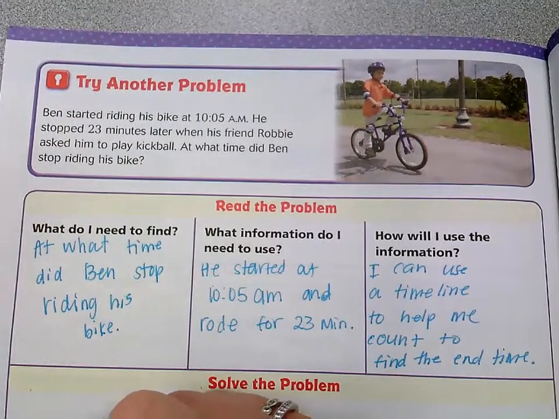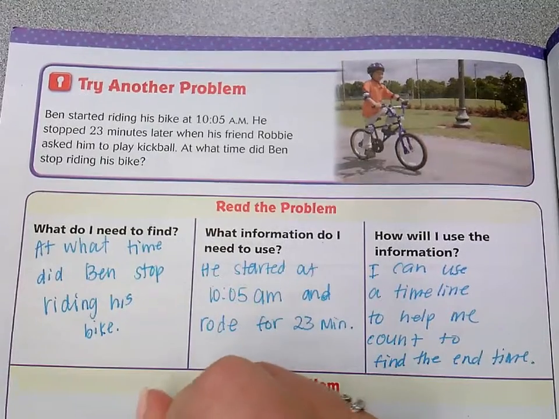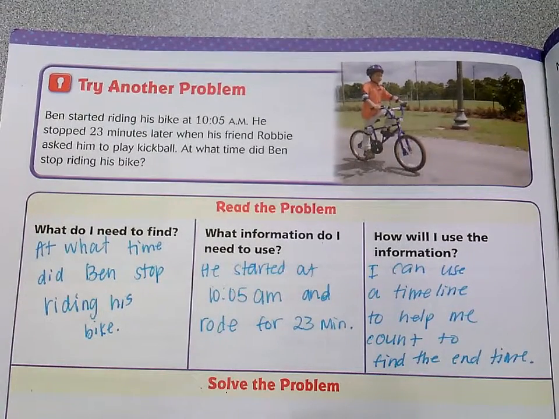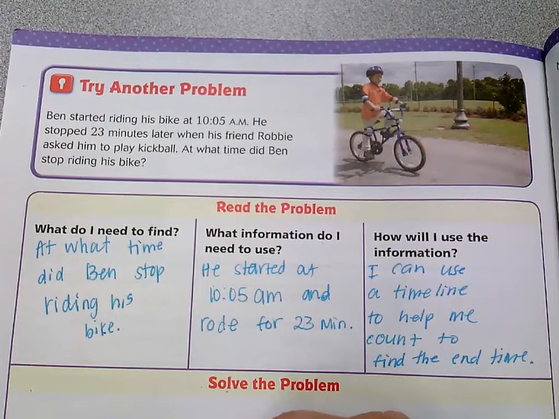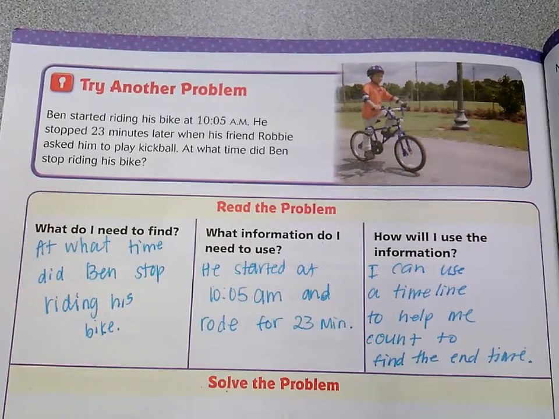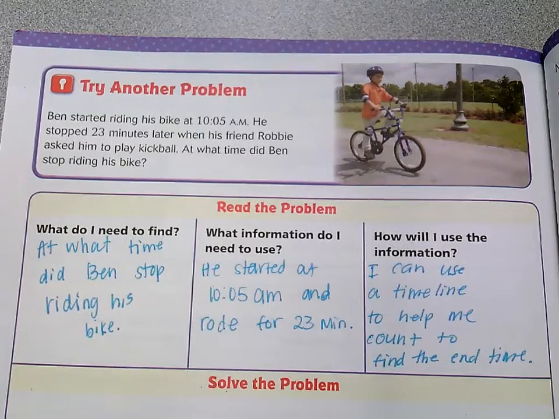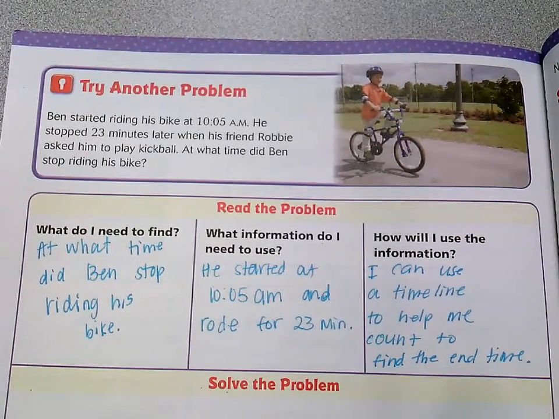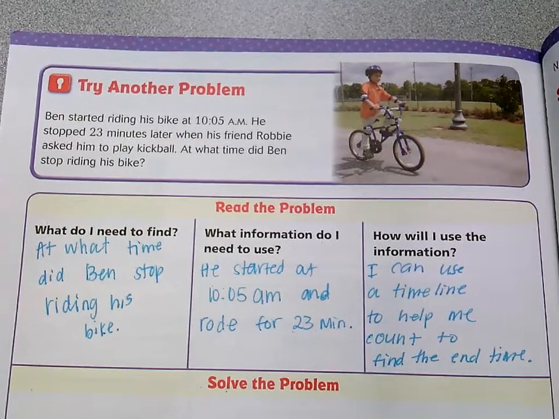So they're counting by fives. So from 10:05 to 10:10, I'm going to do a bunny hop, and that's 5 minutes. So we have 18 more minutes to go. Another 5, that's 10. Another 5, 5, 10, 15. 20 minutes, and he rode for 20. So 5, 10, 15, 20.